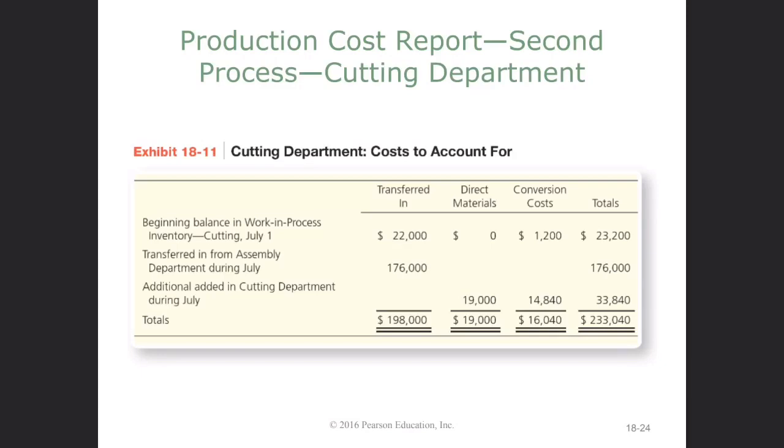Cost to account for, so we have our beginning balance work in process inventory of 22,000 transferred in. From the assembly department during July, we had 176,000 transferred in. To get that total, you add those. For all of these, you add whatever items you have to get the total for that particular account. So in transferred in, we've added all of these to get 198,000. Direct materials you would add, conversion costs you would add to get your totals.